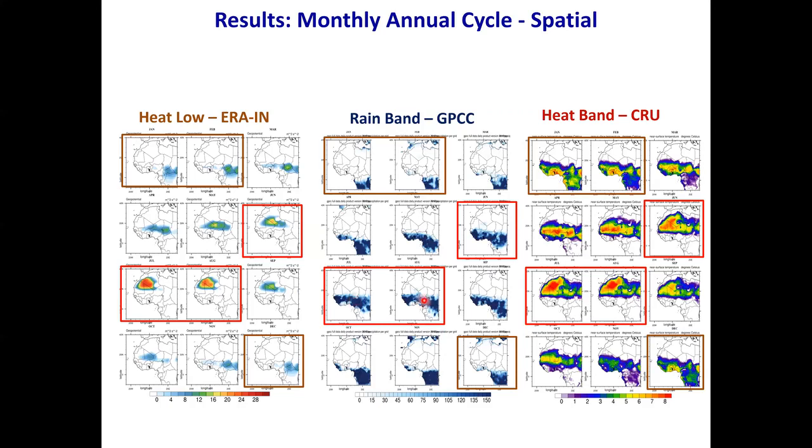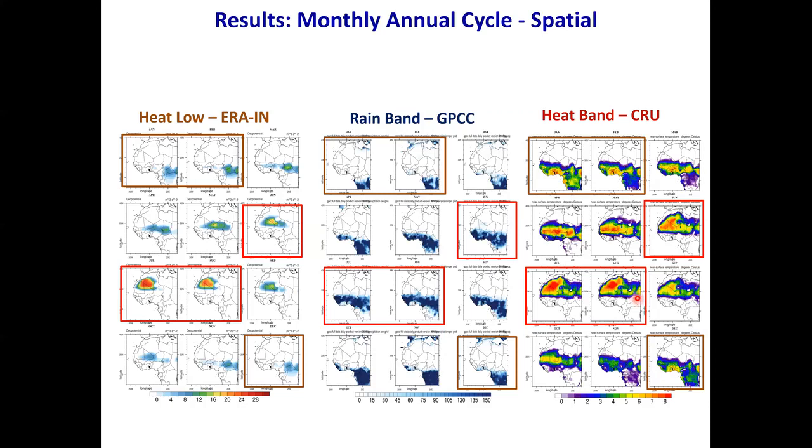So we see that the heat band also starts from the southern part of the region and then moves to the northmost part in August. So in the winter season, we see that the heat band covers the southern part of the region, and then in the summer time, it covers the northern part of the region. And then also the intensity increases in the summer months, that is June, July, August.